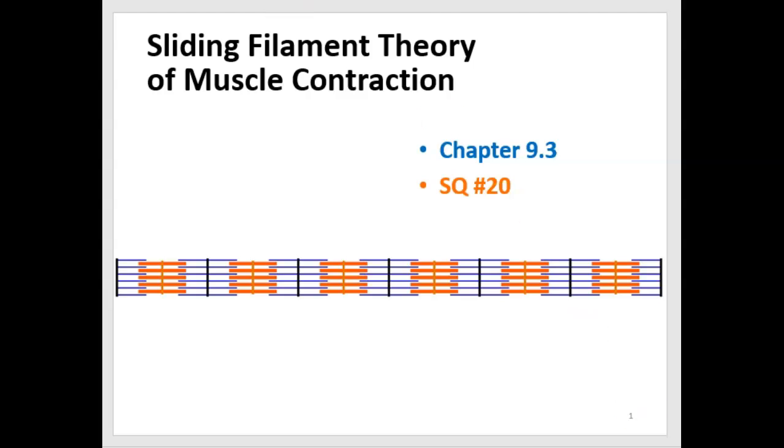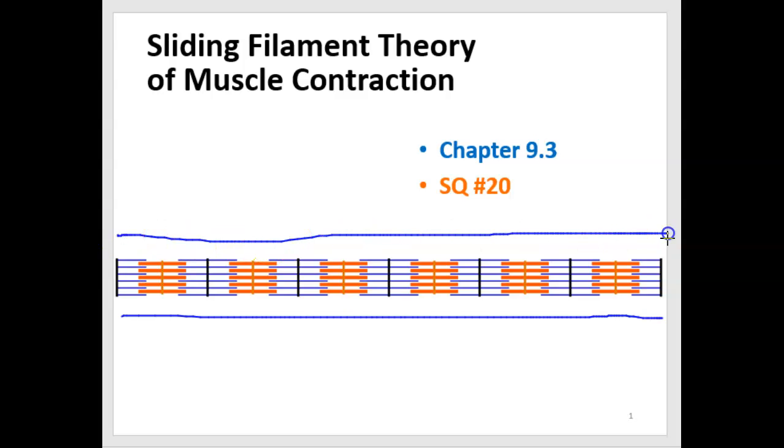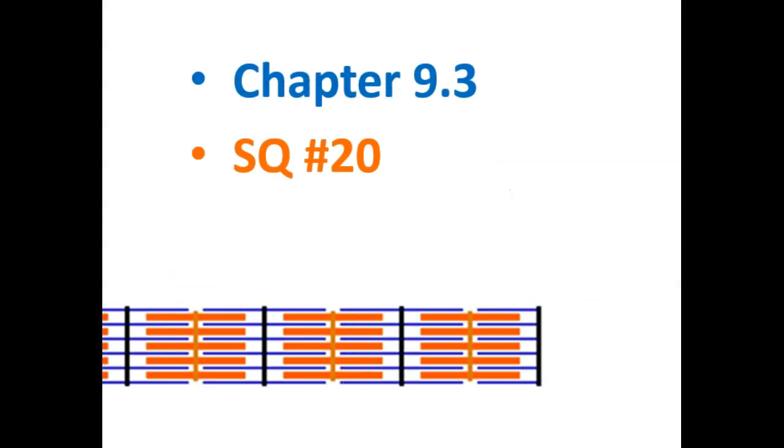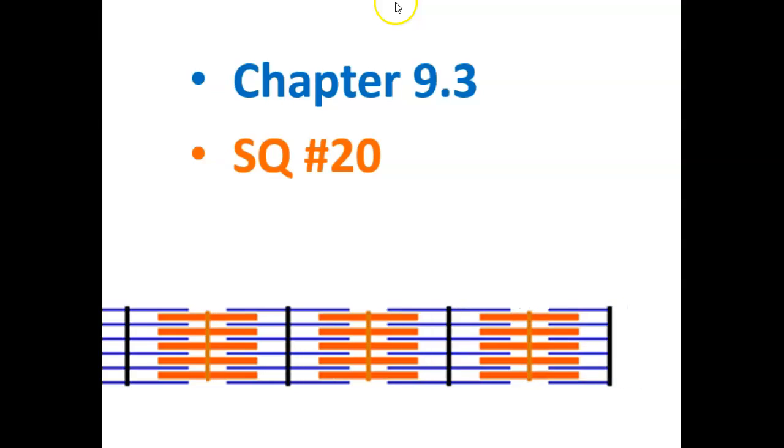And I want to show you just for a minute a little animation. There's this cartoon kind of thing drawn on this slide. And it's supposed to represent multiple sarcomeres. So 1, 2, 3, 4, 5, 6 sarcomeres. And I'm going to show you this animation so that you can see what it looks like. At least I'm going to try.